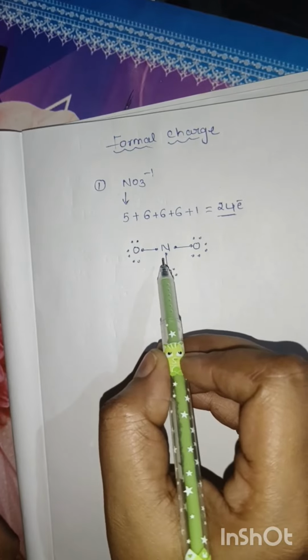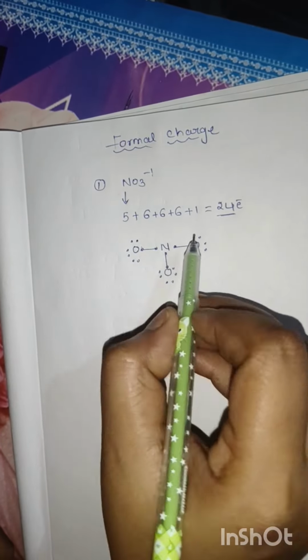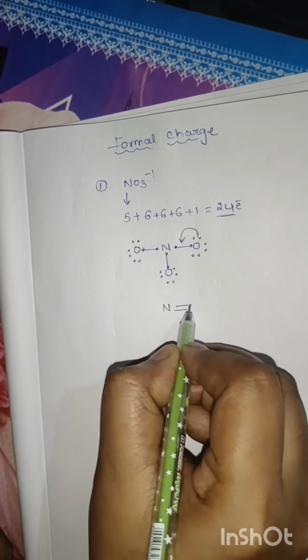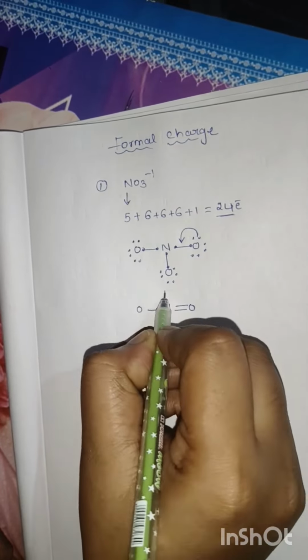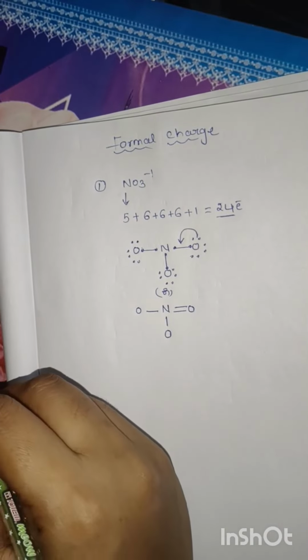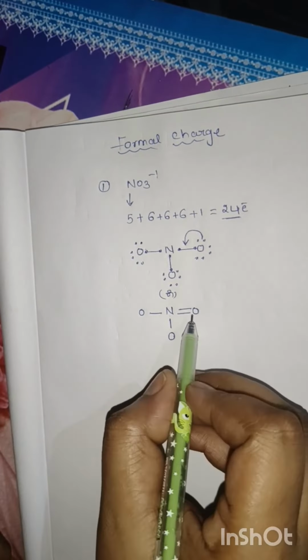But when we check the octet, the nitrogen has only 6 electrons. So it does not complete its octet. So due to that, 2 electrons are shared and it forms a bond. So double bond O, single bond O and single bond O. So it forms a bond. So now the nitrogen is stabilized by getting an octet.